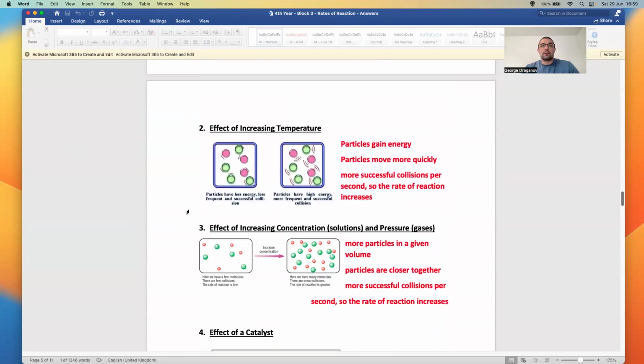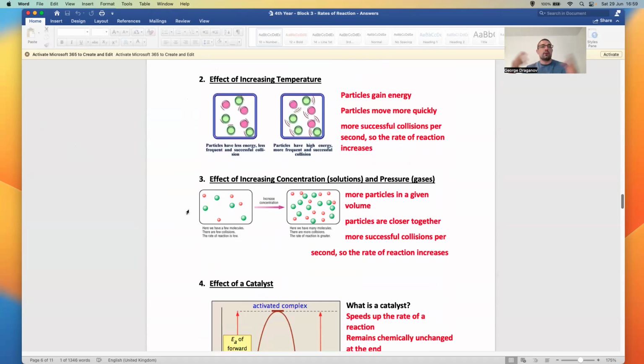Okay, let us move on to the next factor, temperature. This is the famous one. Everybody loves this one since they're young. You do this. If you increase temperature, you increase the kinetic energy of the particles, so the particles move faster. Now that will increase the frequency of successful collisions, which will increase the rate of reaction. Okay, so just say high frequency of successful collisions.